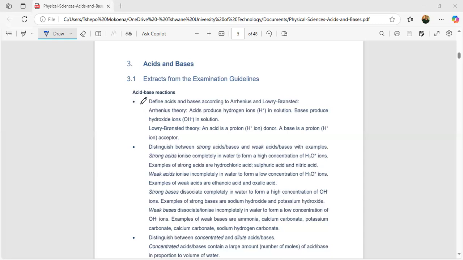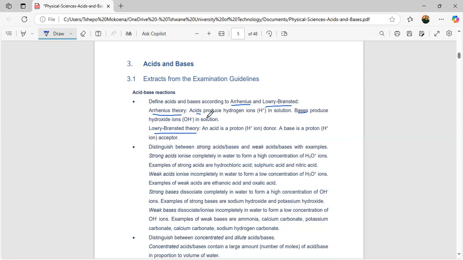Now, when we talk about the first bullet, we can see it's all about definitions. We need to know how to define acid and base in terms of Arrhenius. Again, we need to know how to define acids and bases in terms of the Lowry-Brønsted theory. There are two theories behind this concept. The first theory is the Arrhenius theory, and the second is the Lowry-Brønsted theory. For both acid as well as base, you need to know how to define them.